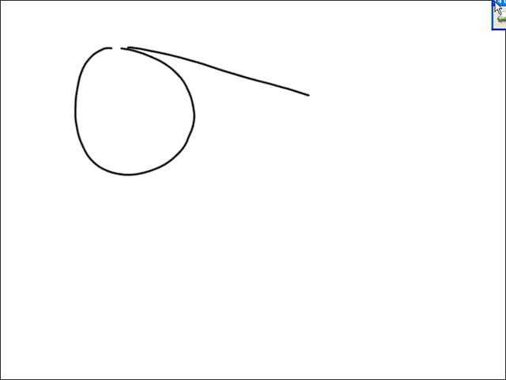Don't really get caught up with tangents and secants. If the point P is outside, you subtract the two arcs. Divide it by 2, and you get the angle outside.